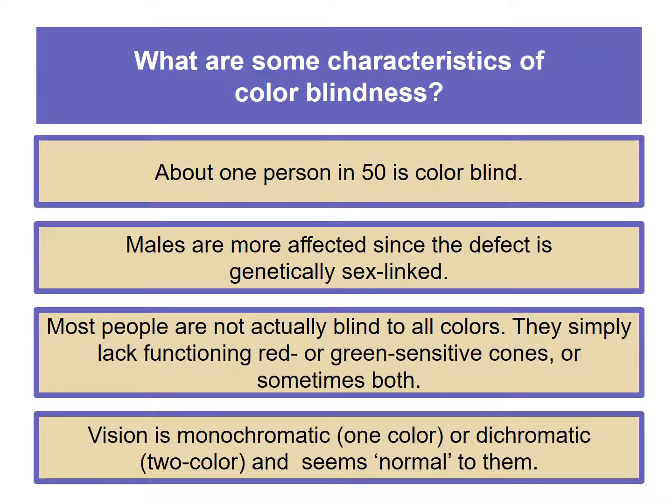Most people are not actually blind to all colors. They simply lack functioning red or green sensitive cones, or sometimes both. So my friend could see red but not green. Vision in a colorblind person is monochromatic, one color, or dichromatic, two color, and seems normal to them. So they just don't see red or green, and it just seems normal because they don't know what red or green are.